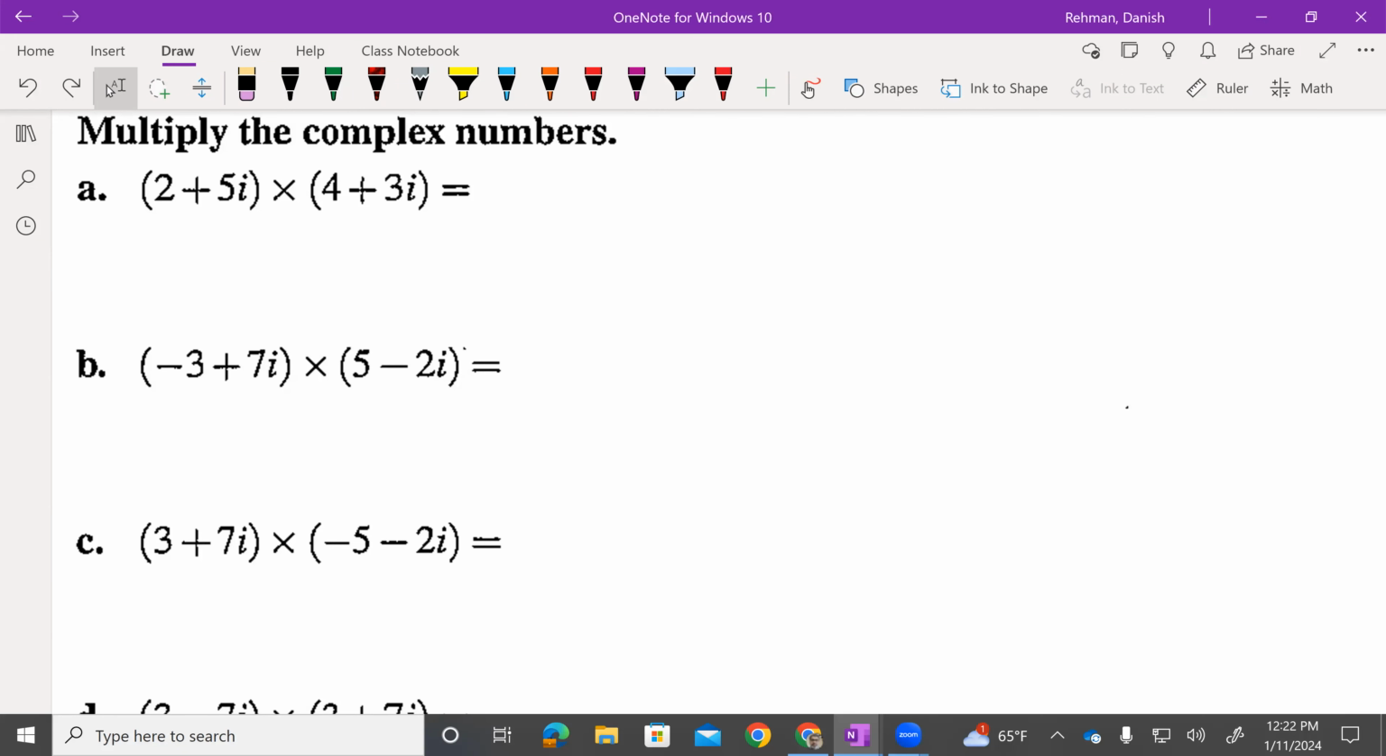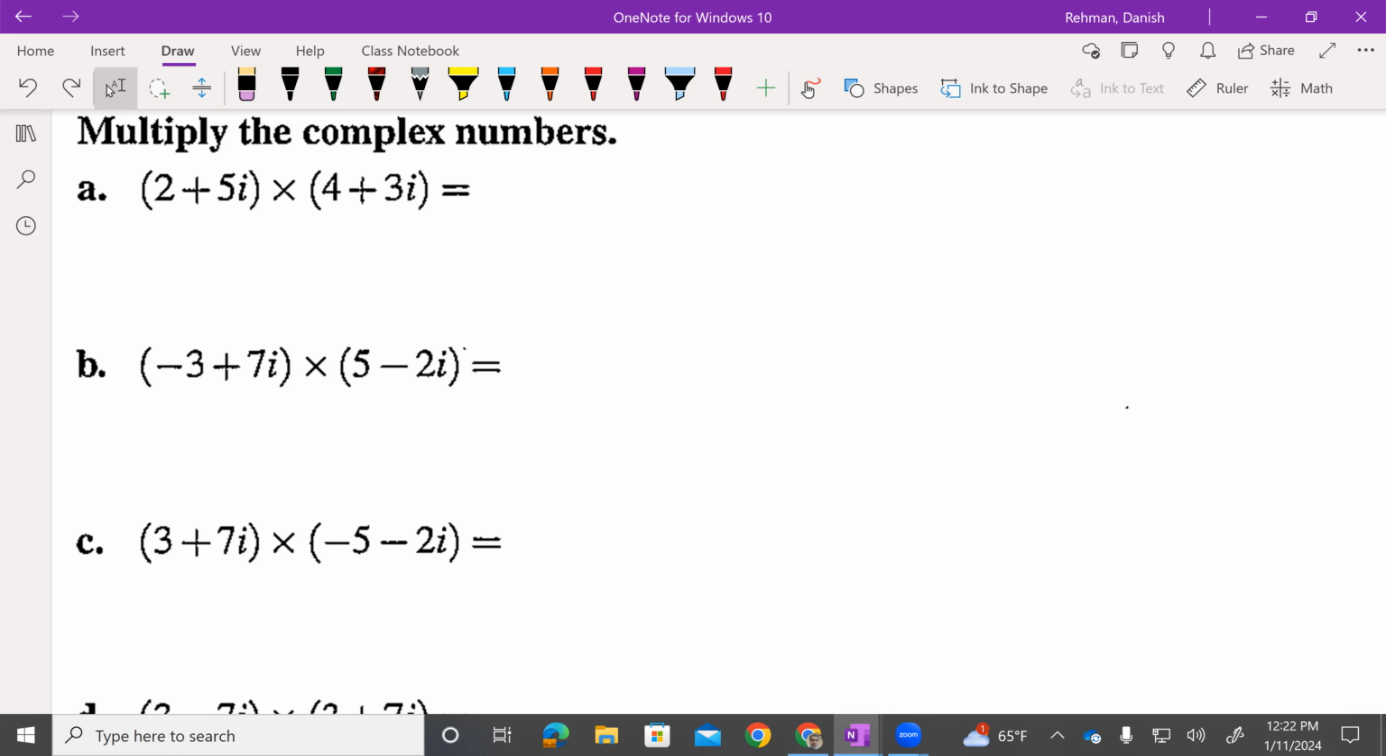So what we are working on now is the multiplication of complex numbers. Agreed? And what will I do for the multiplication? I'm going to use the FOIL method. What do we mean by the FOIL method?